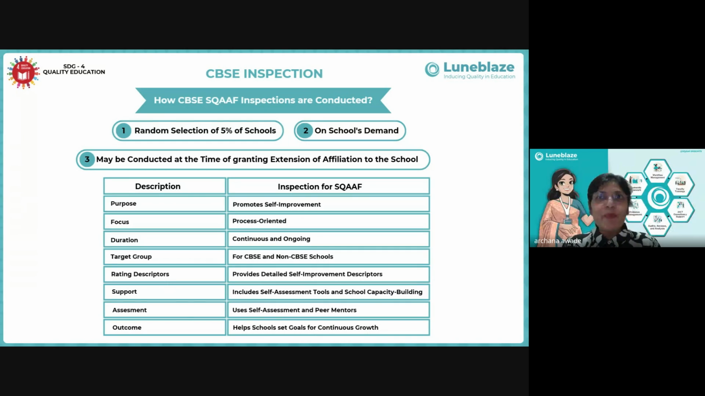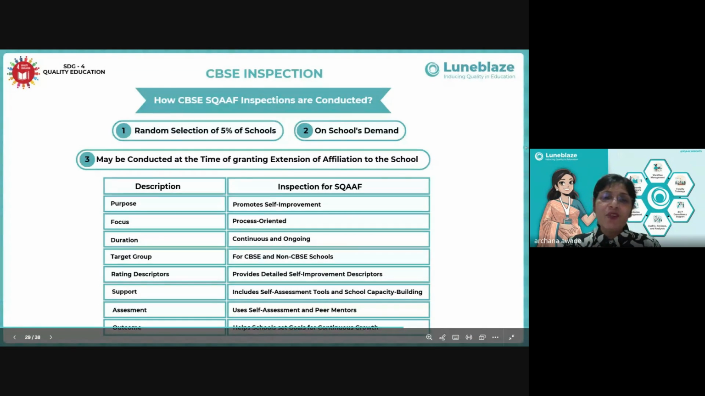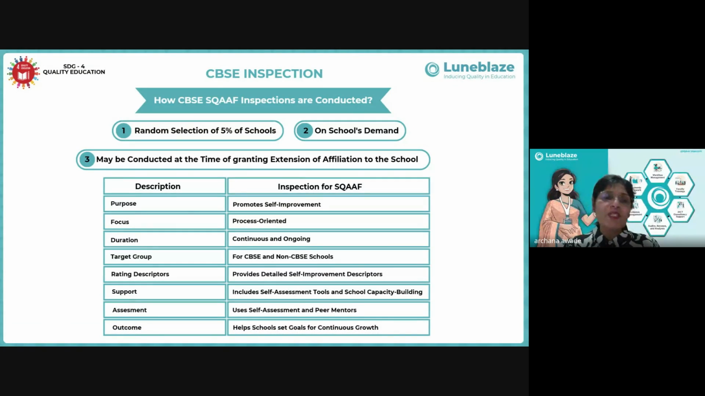So start preparing early for the SCAAF inspection, and view the inspection as a catalyst for positive change in your school. This inspection is not just about compliance, but about setting a vision for continuous improvement and fostering a growth culture within your school. So it is always better to start early to adhere to the SCAAF guidelines and the standards this framework is talking about.